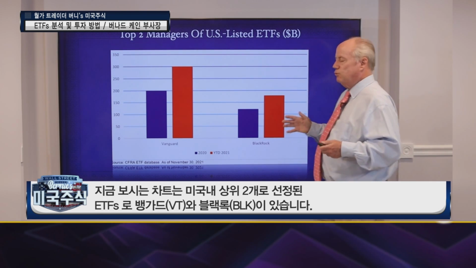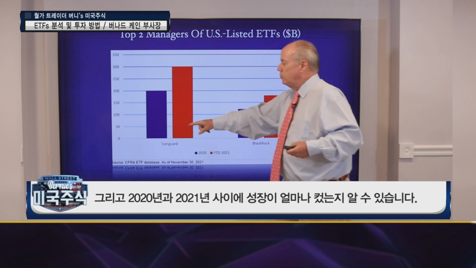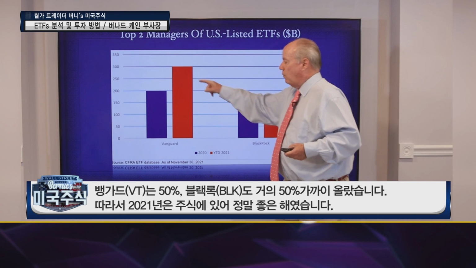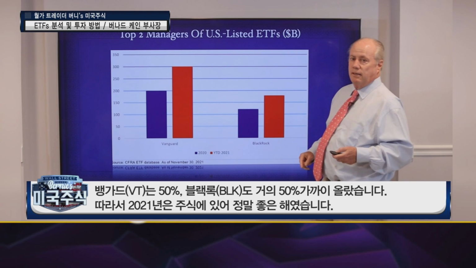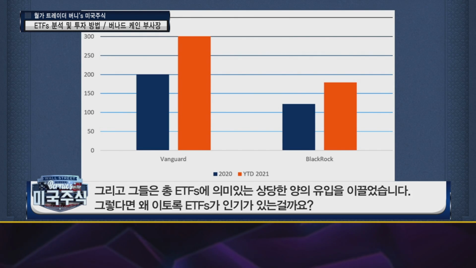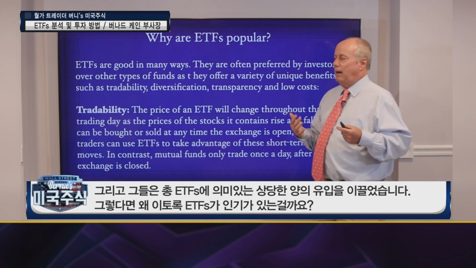If we look at the top 2 managers of U.S. listed ETFs, Vanguard was the original and they're the biggest, and then BlackRock is now second. And you can see what happened between 2020 and 2021, how big the growth was. Vanguard went up 50% and BlackRock went up almost 50%. So remember that 2021 was a really good year for stocks, and they saw a significant amount of inflows into their total ETFs.